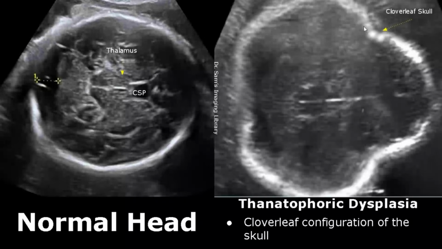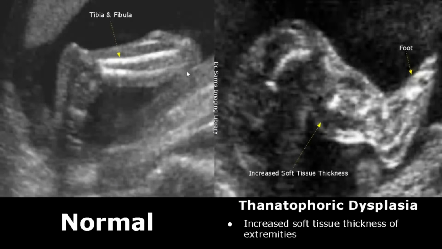Thanatophoric dysplasia also consists of a clover leaf configuration of the skull. This is how the skull shape will look. It is called the clover leaf shape. On the left side, we can see normal soft tissue thickness in the legs, but in the image on the right, there is increased soft tissue thickness in the extremities. If we find all or most of these features, we can diagnose thanatophoric dysplasia.